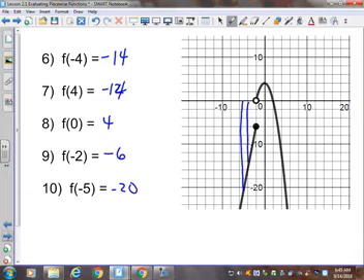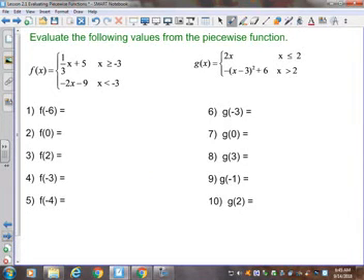Now we're going to look at it with equations. So here I have two equations, and I'm going to work with you on 1 through 5, and then I'm going to give you an opportunity to stop and do 6 through 10.